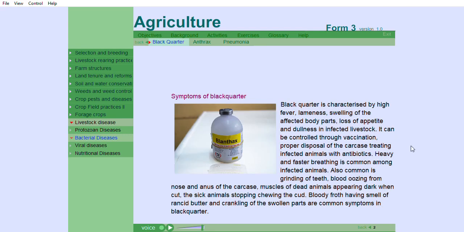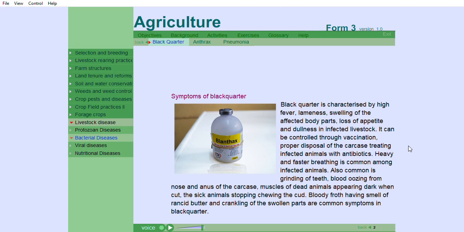Symptoms of black quarter. Black quarter is characterized by high fever, lameness, swelling of the affected body parts, loss of appetite, and dullness in infected livestock. It can be controlled through vaccination, proper disposal of the carcass, and treating infected animals with antibiotics.